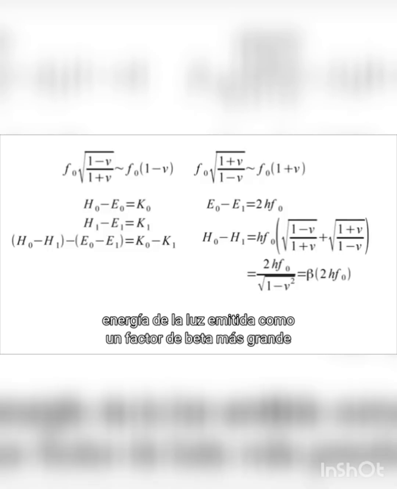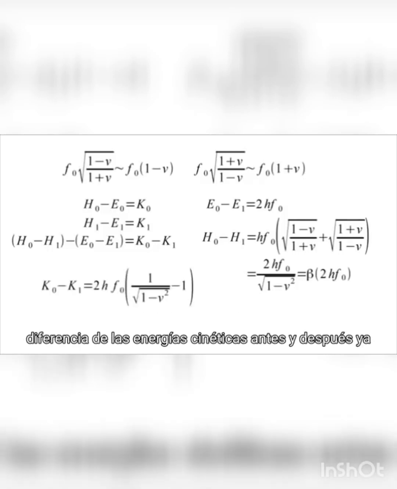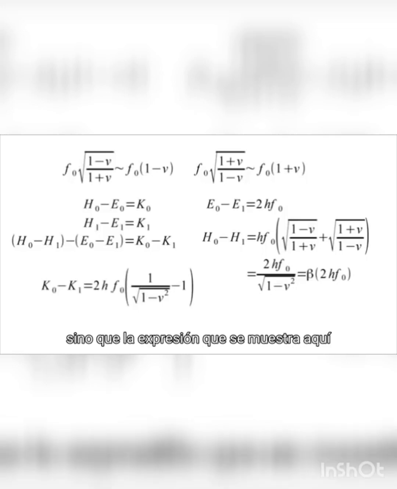Relativity predicts the moving frame will see the emitted light energy as a factor of beta larger than the rest frame sees it. The difference in the before and after kinetic energies will no longer be zero, but instead the expression shown here. Again, a change in kinetic energy with no change in velocity requires a change in mass. Now notice the 2hf0 factor. That's simply the energy lost by the mass in its rest frame.